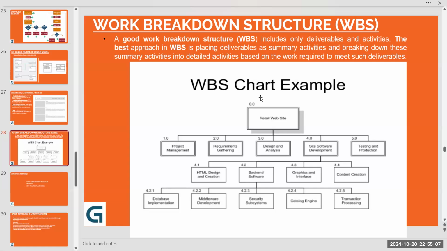Now again, the last level from 4.2, there is further down we can see, right? So can someone read out that, please? That's the last level. 4.2.1 database implementation. Perfect. 4.2.2 middleware development, 4.2.3 security subsystems, 4.2.4 catalog engine, 4.2.5 transaction processing. Absolutely right. Thank you so much, Naga, for reading it out.